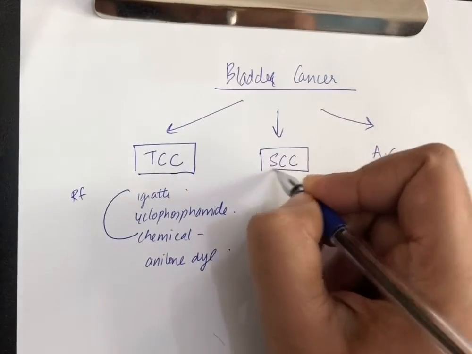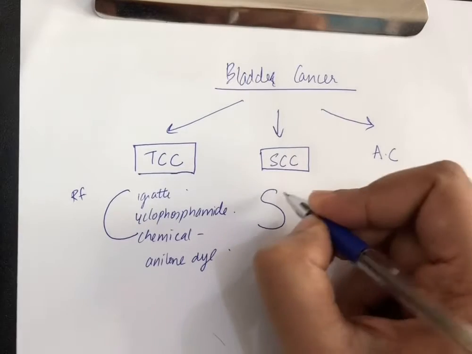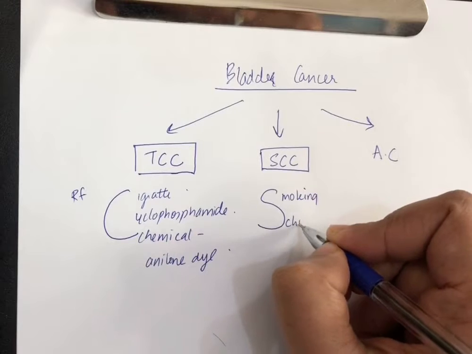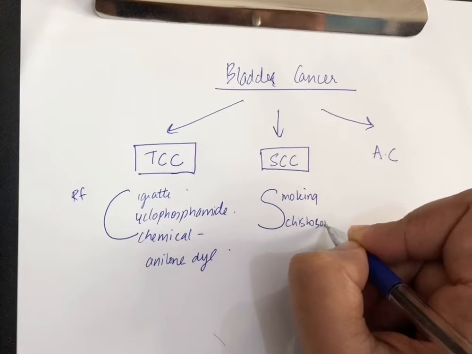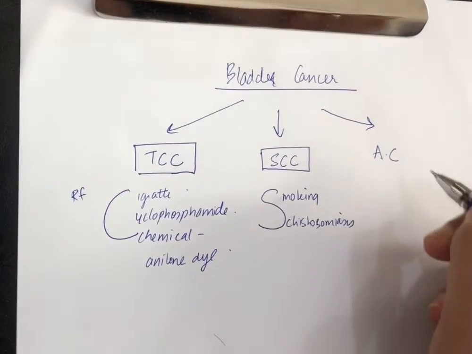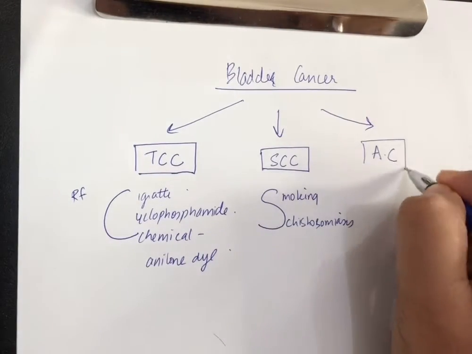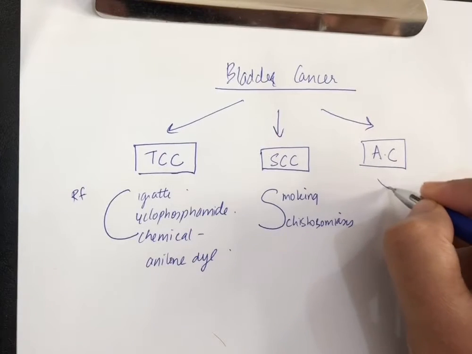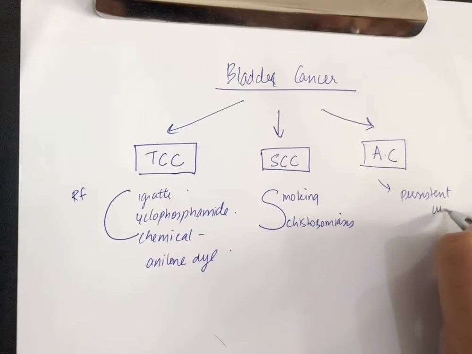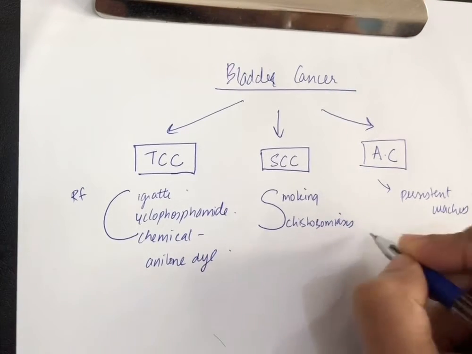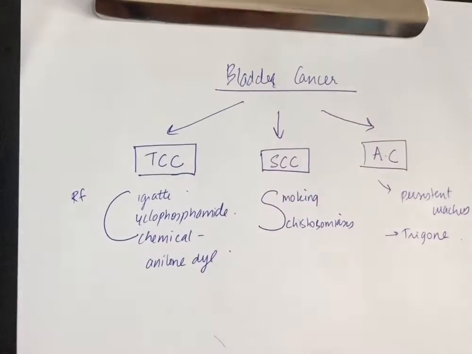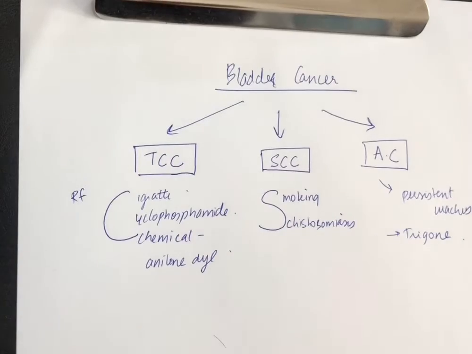Second, squamous cell carcinoma. You can remember this by the same thing, cigarette smoking. Then you also have schistosomiasis. And then in adenocarcinoma, where is it seen? It's seen in the region of persistent urachus, and at the trigone. So these are the three types and the causes of bladder cancer.